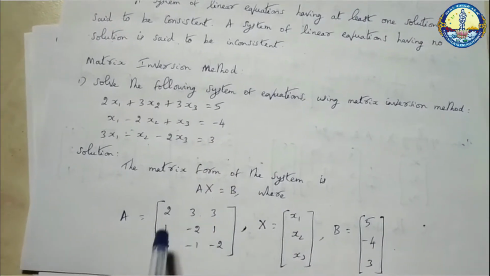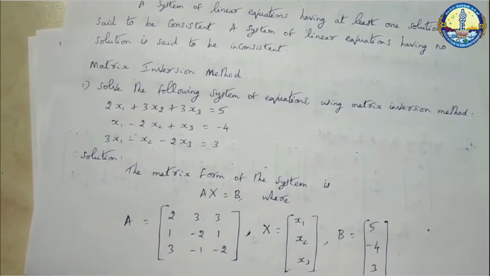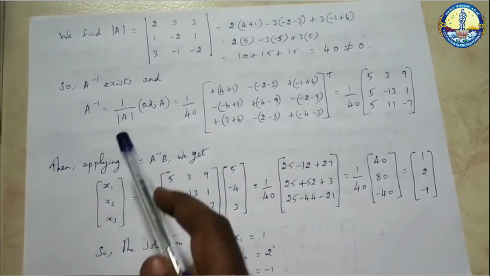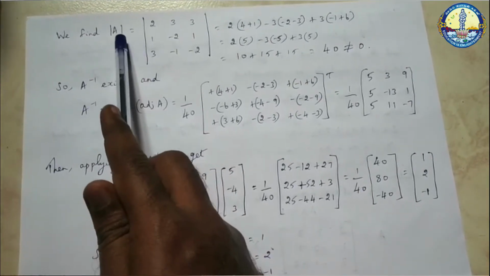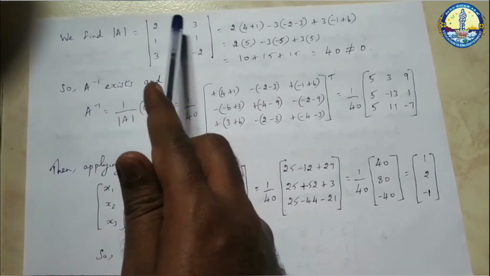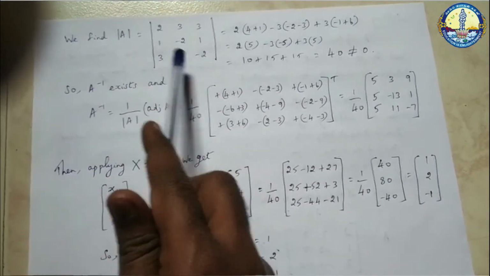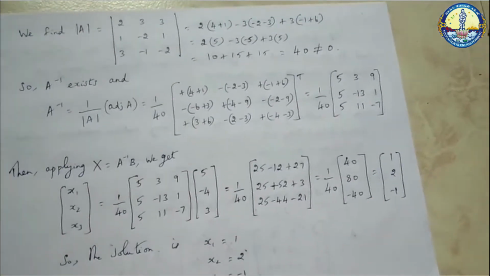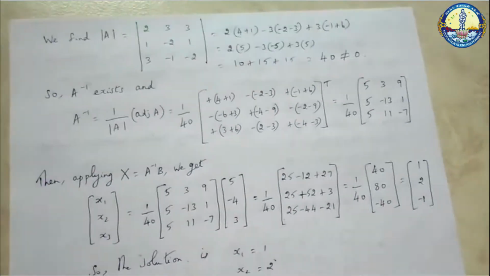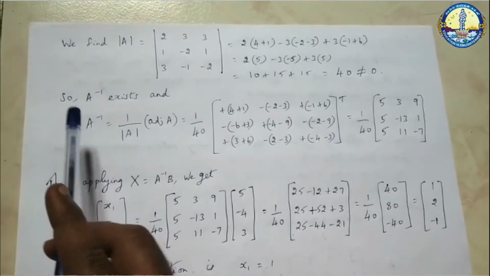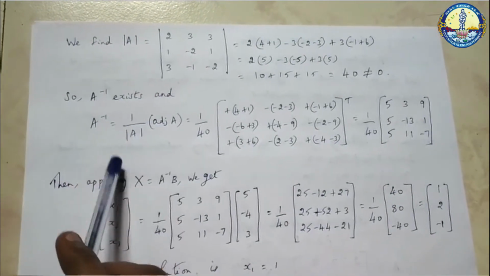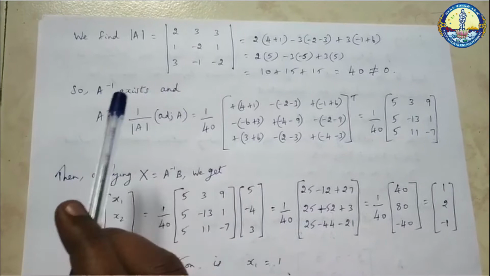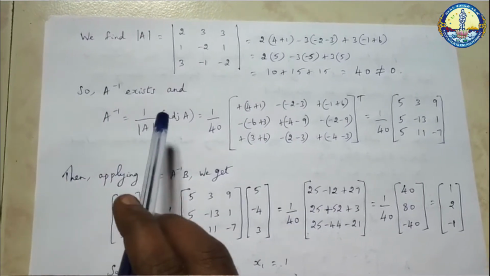Now we are going to find the inverse. To find the inverse, first we have to find the determinant of the matrix. So the determinant of A is the determinant of the matrix with rows 2, 3, 3; 1, minus 2, 1; 3, minus 1, minus 2. We already know how to find the inverse of a matrix, and the same method we are going to apply here. The formula for the inverse is A inverse equals 1 by determinant of A into adjoint of A. So we have to find the determinant of A and the adjoint of A.